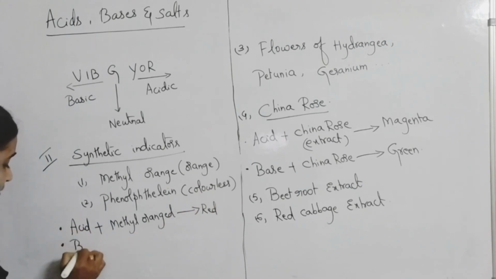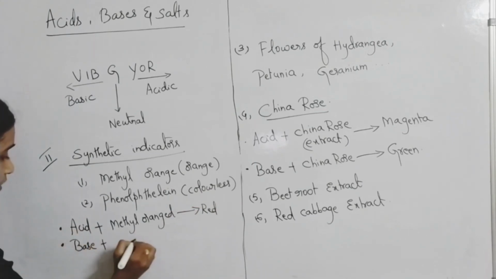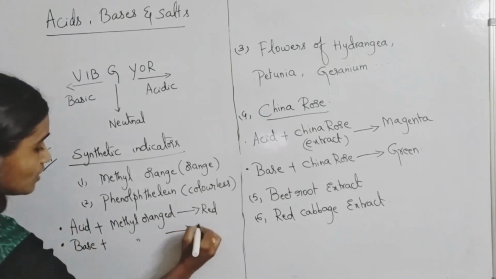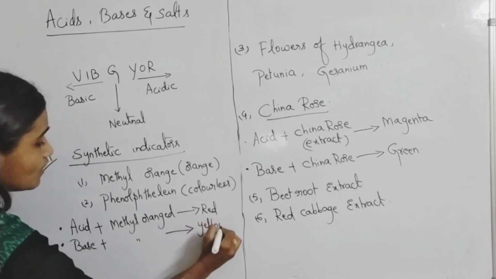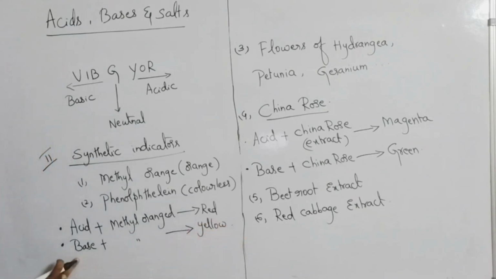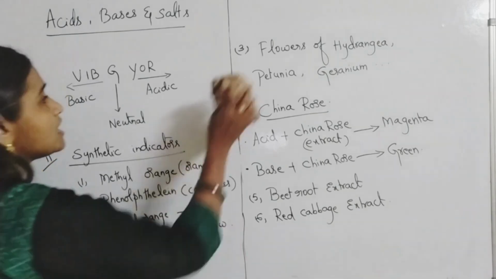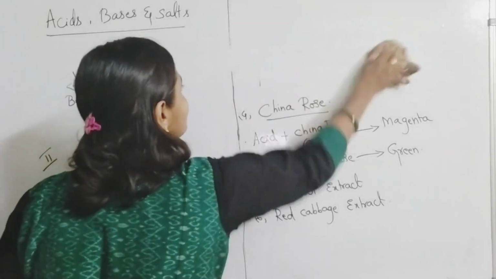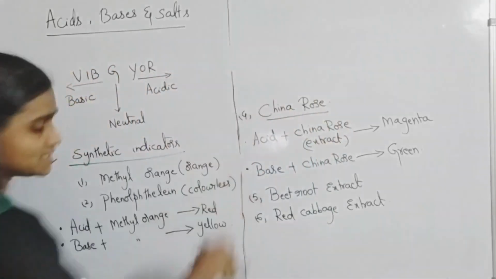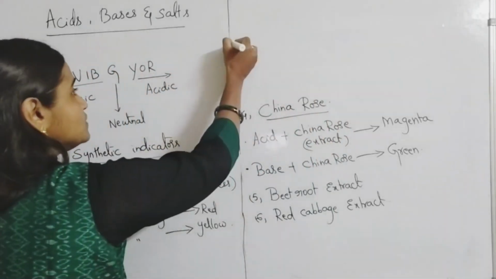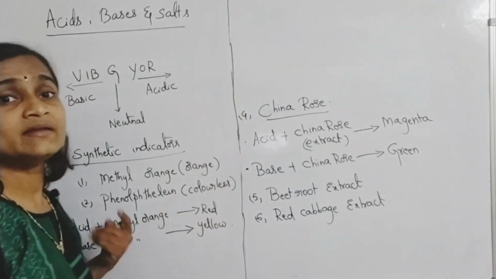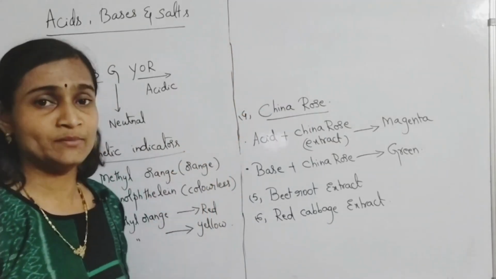Same like that, base plus methyl orange turns yellow. If it turns yellow, you can say that the substance taken is basic in nature. So with methyl orange you can observe these color changes. Same like that with phenolphthalein. Acid is colorless, phenolphthalein is colorless, and it remains colorless if you add both of them also.